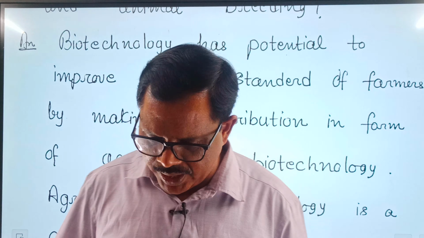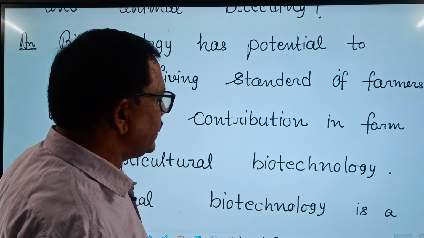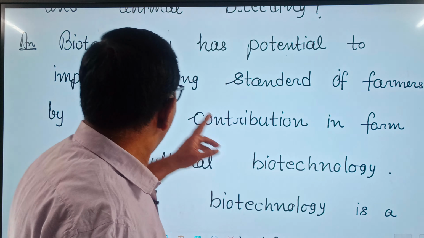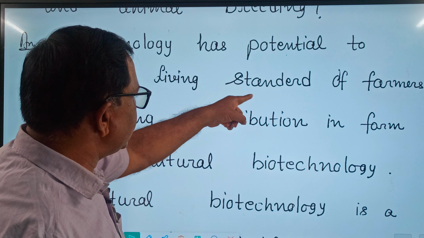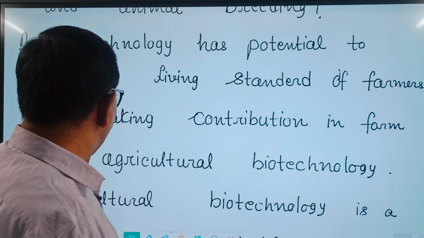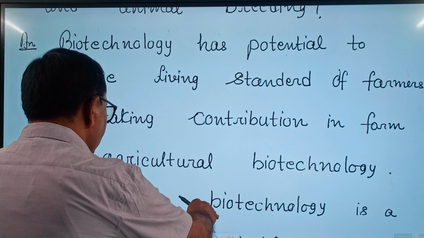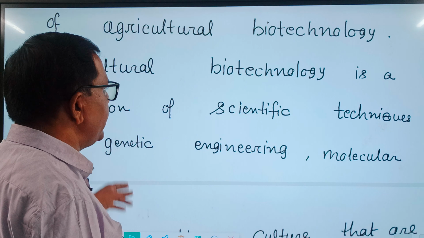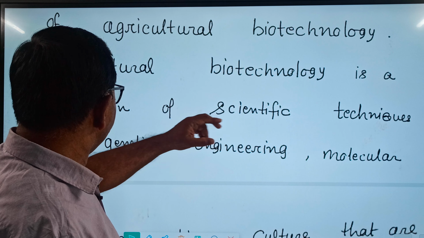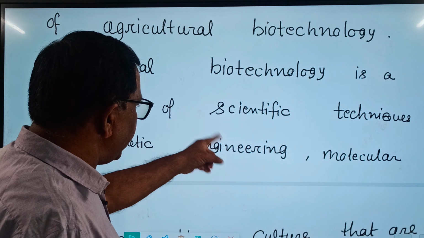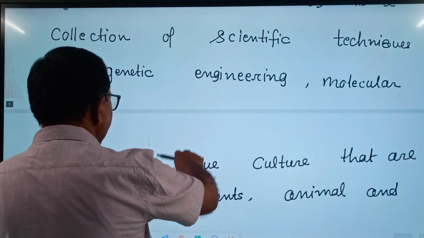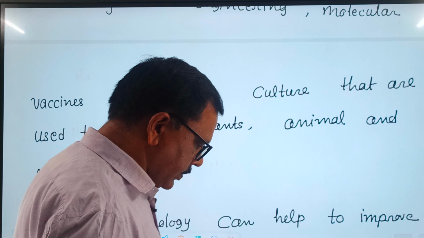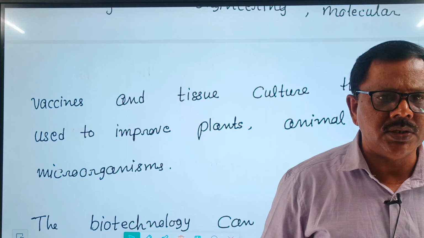Line by line you have to pay attention to the board, to what I am writing, and if you try to frame your answer in the same pattern, ultimately you will get very good marks. Biotechnology has the potential to improve the living standard of farmers by making a contribution in the form of agriculture biotechnology. Here the question is dedicated to agriculture biotechnology, so you have to frame your answer as per the need of the question. Agriculture biotechnology is a collection of scientific techniques like genetic engineering, molecular vaccines and tissue culture that are used to improve plants, animals and microorganisms. You have to write as per the need of the question.